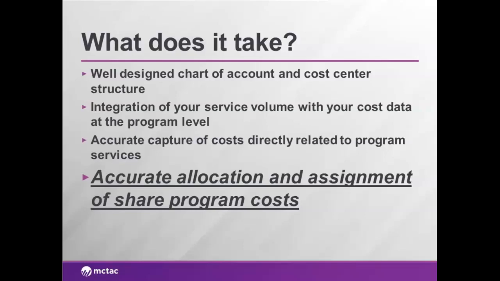And you need to accurately capture costs directly related to program services. As I mentioned before, a program may have certain program supplies, so you're going to direct charge those, or have very specific staffing patterns. You're going to direct charge those. They may have their own space. You're going to direct charge that. But in many cases, you're going to have shared costs: shared rent, shared utilities, shared staffing. And the critical element that we're going to talk about today is what the best practices are related to an accurate allocation and assignment of shared costs.